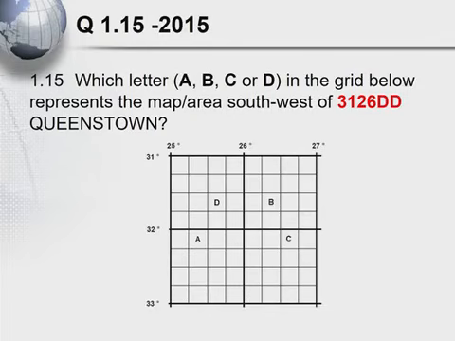Where is it located? Now, this question really required a little bit of higher order thinking, because you had to work out where is this map located. So let's have a look here at the reference again. 3126 DD Queenstown. All right. So 31, that would be the latitude. 26 would be the longitude, and DD would be the block.